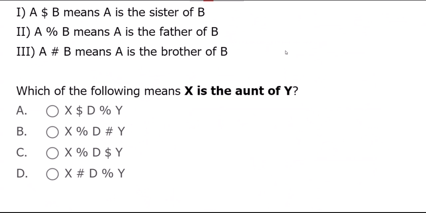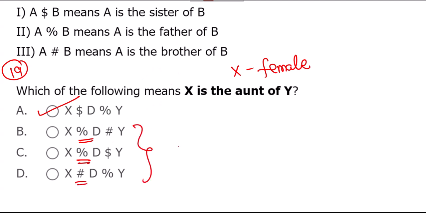Now the next one, question 19. It's almost similar to the first question in today's discussion. X is on top of Y. First thing, we need X's gender, so directly I can go with the option. This one: X is female. This one: father, male. This one: brother, male. All these three options convey X is male. I don't want to do much.